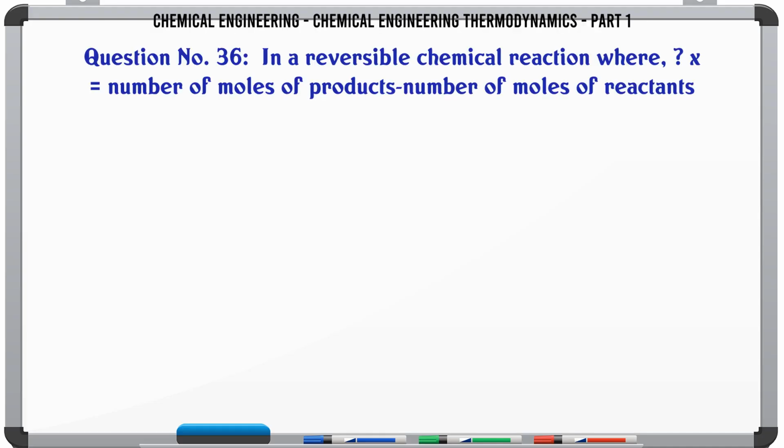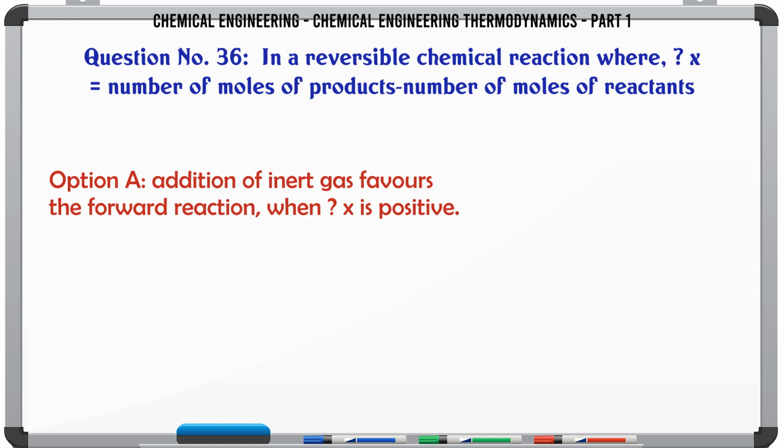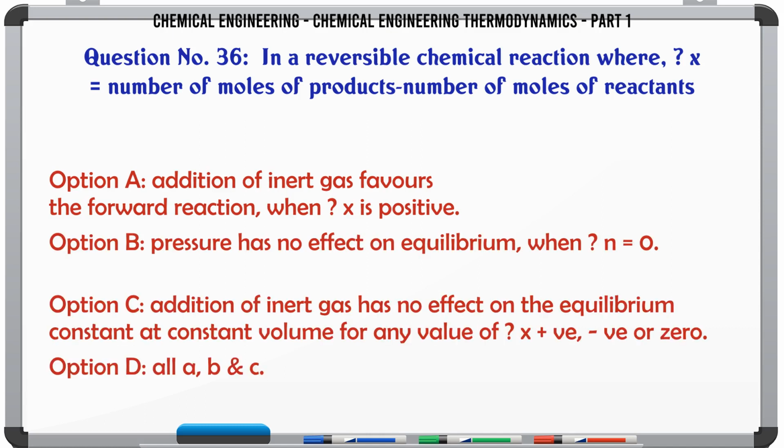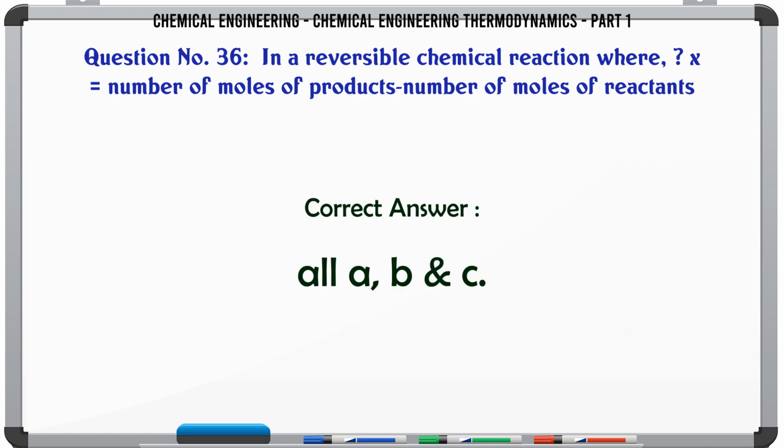In a reversible chemical reaction where X is equal to number of moles of products minus number of moles of reactants, A. Addition of inert gas favors the forward reaction when X is positive. B. Pressure has no effect on equilibrium when X is equal to 0. C. Addition of inert gas has no effect on the equilibrium constant at constant volume for any value of X, plus ve, minus ve or 0. D. All A, B and C. The correct answer is all A, B and C.